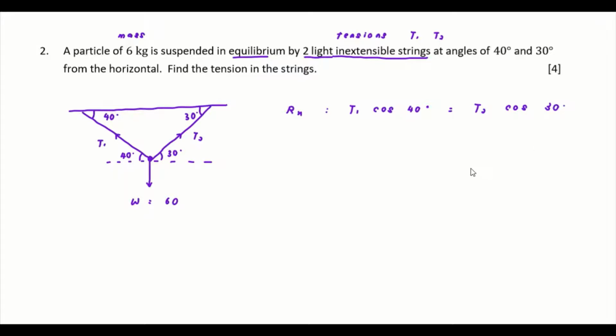Okay, so by having this, then now we will move on to the second one. So this is basically our first equation. So if you got this, then you have your first mark. Then after that, when we try to resolve it in the y direction, then what do we have? So moving down, we have only 60. So 60 will be equal to T1 sine 40, and then plus T2 sine 30. Okay, so this is our second equation. So you can just label first one, then second one. So now just solve the equation.